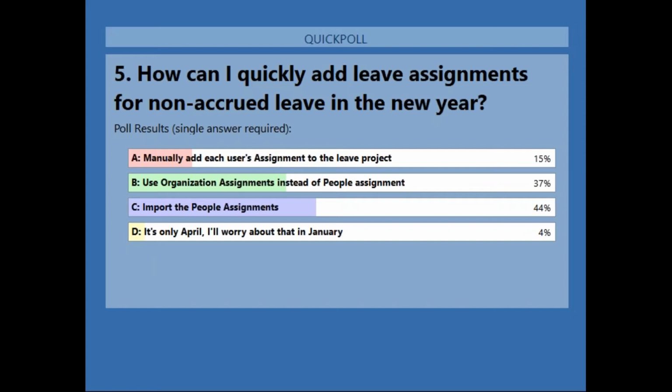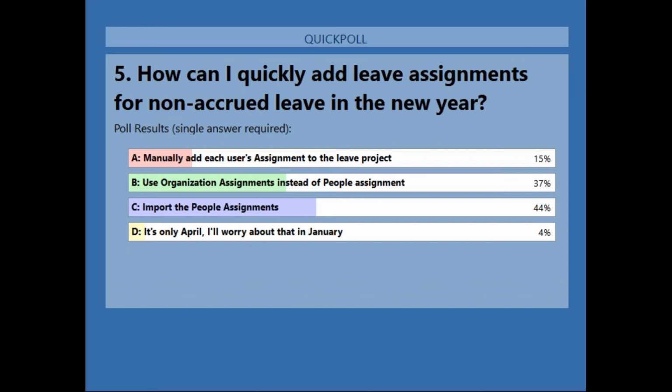All right, so again, there's not really a right or wrong answer here. They're all options, but there is a solution that I'd like to show you. So of course you can go out and manually add each user's assignment for the next year. That's fairly easy to do, and those of you that create assignments regularly are probably very proficient with that. It doesn't take a whole lot of time.